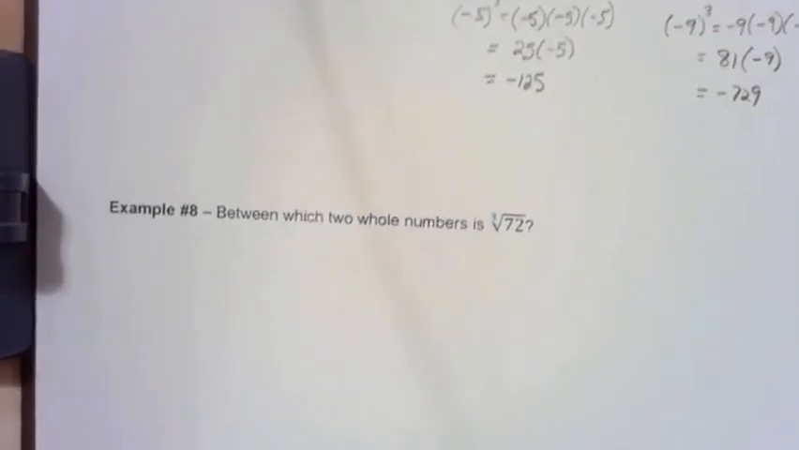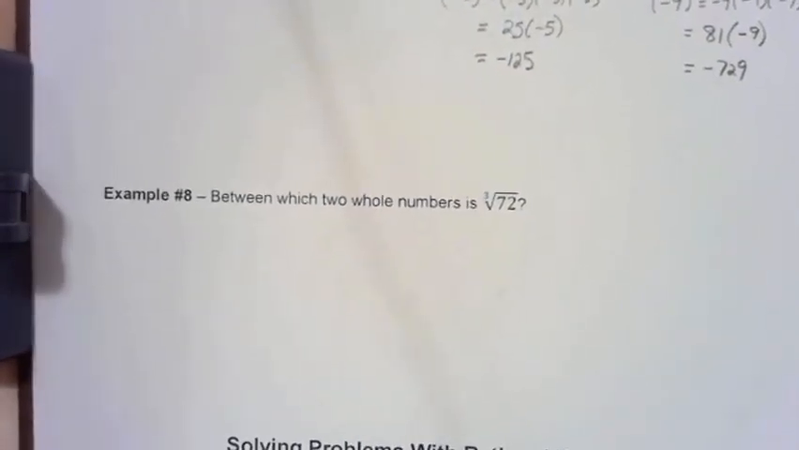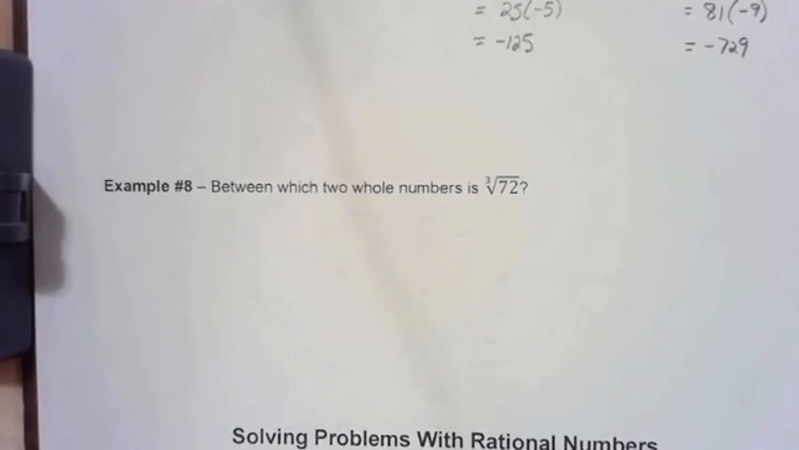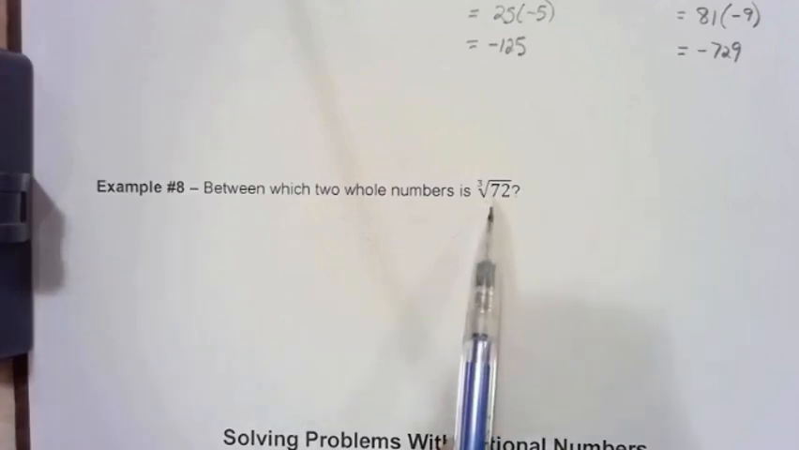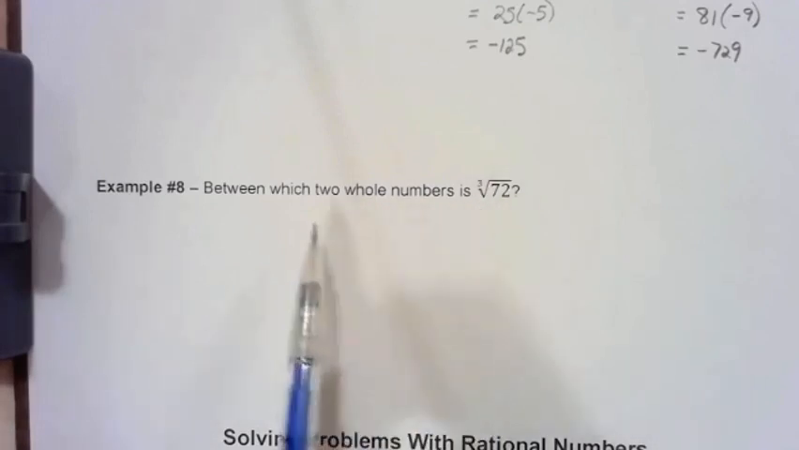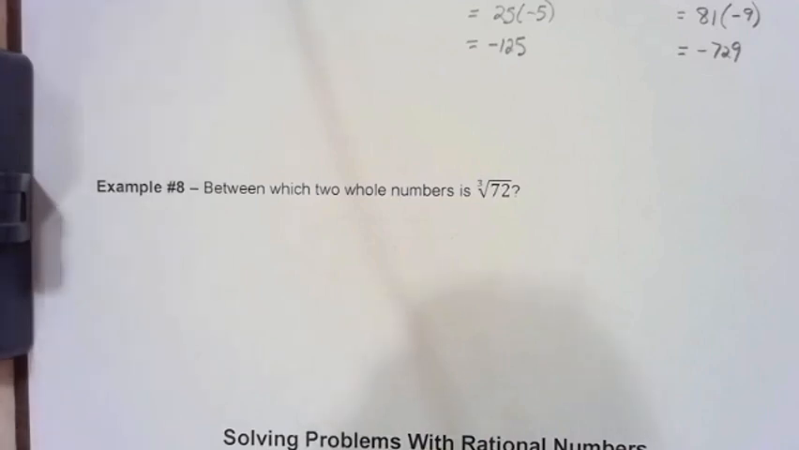In my last example, I'm going to figure out which two whole numbers the cube root of 72 is in between. This is similar to when we were approximating square roots. We look for the first perfect square less and the first perfect square more than the number underneath the square root symbol. Here, I'm going to look for the first perfect cube that's less than 72 and the first perfect cube that's more than 72, so that when I take the cube roots, I'll know which two whole numbers I'm going to be in between.